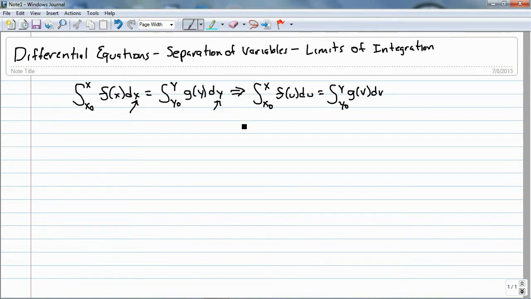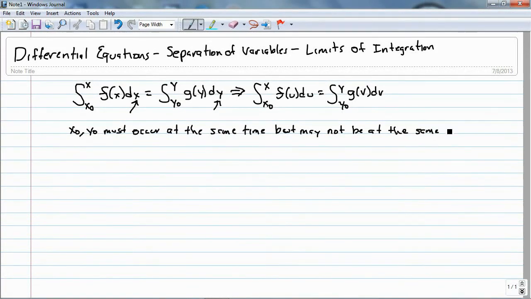Now, the one thing to remember is that x0 and y0 must occur at the same time, but may not be at the same location. But they should be related in some way.